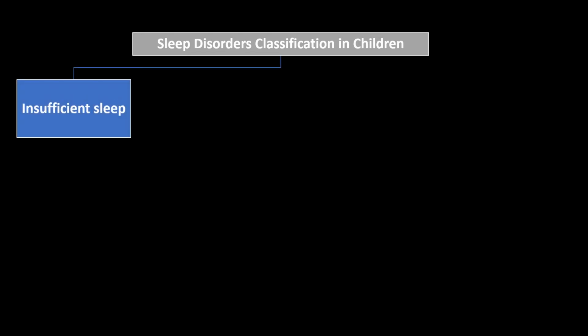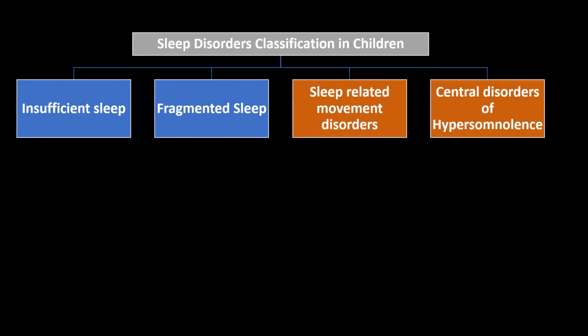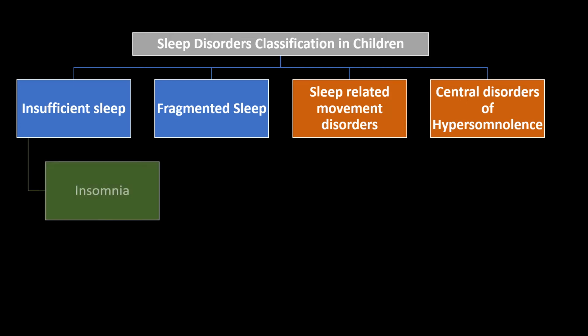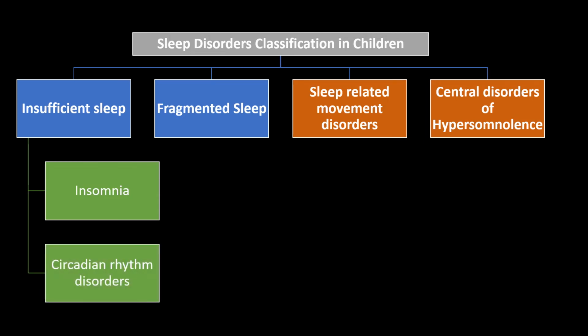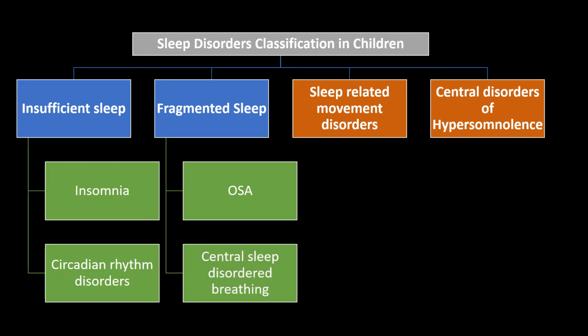This classifies them into insufficient sleep, fragmented sleep, sleep related movement disorders, and finally central disorders of hypersomnolence, that is more sleep. In insufficient sleep, the child is deficient either in total duration or has a delay in the start, which is more like insomnia, and circadian rhythm disorders, which are more common in children of adolescent age, where they get delayed. Fragmented sleep is mostly because there are some events which disturb sleep. One is obstruction, another is central sleep disordered breathing. Usually the second form, central sleep disordered breathing, doesn't cause that many frequent wakings.